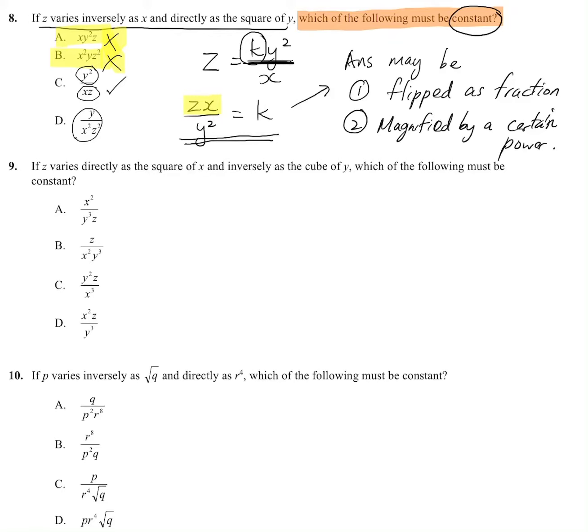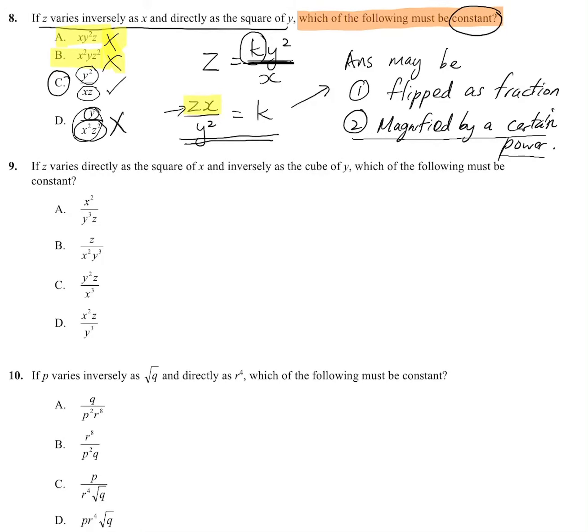So this is correct. But why is this not correct? Because it's actually condition 2, magnified by a certain power. What I mean by magnified by a certain power is that either the top and the bottom should be magnified by the same power. So if you see that the bottom is actually a square of the orange part here, that means I need to also square the answer below. So we also need to square the y square. So it should have been y to the power of 4, but it isn't. So for that reason, this is wrong. So the only answer is C.